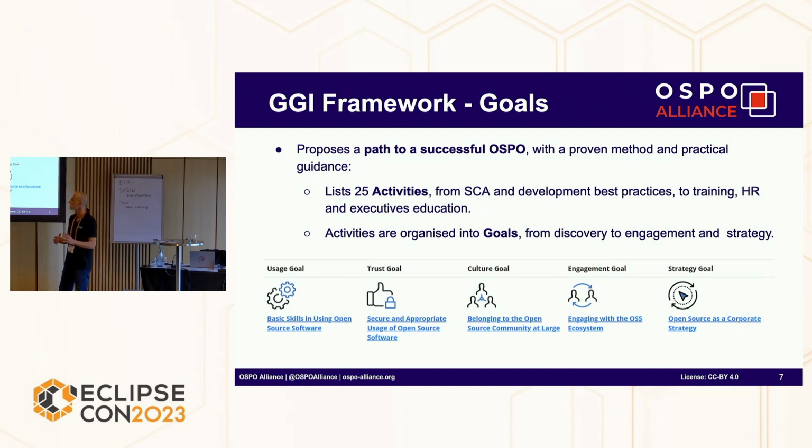And all these activities are grouped into goals, which describe the steps of maturity toward open source excellence. You start from the usage goal, where you realize how much you rely on open source in all of your critical processes. Then you come to a space where you trust open source, so it's not a stranger anymore to the organization. And then it becomes a cultural thing, so it's normal and okay to think about open source when you think about new processes and so on.